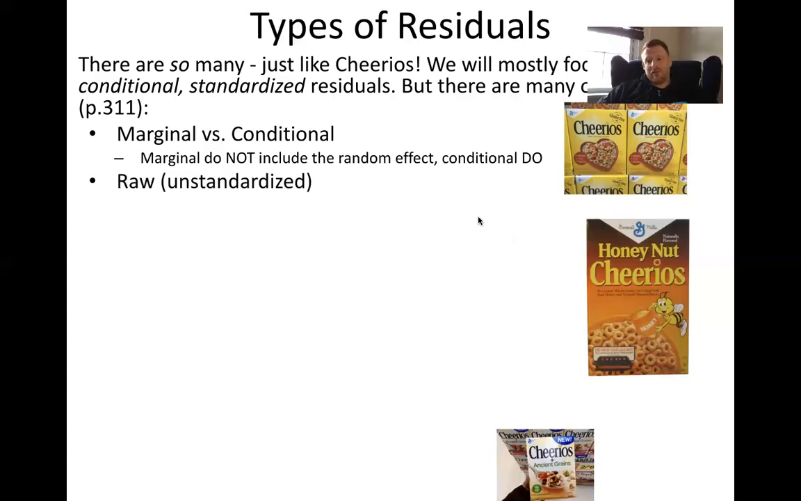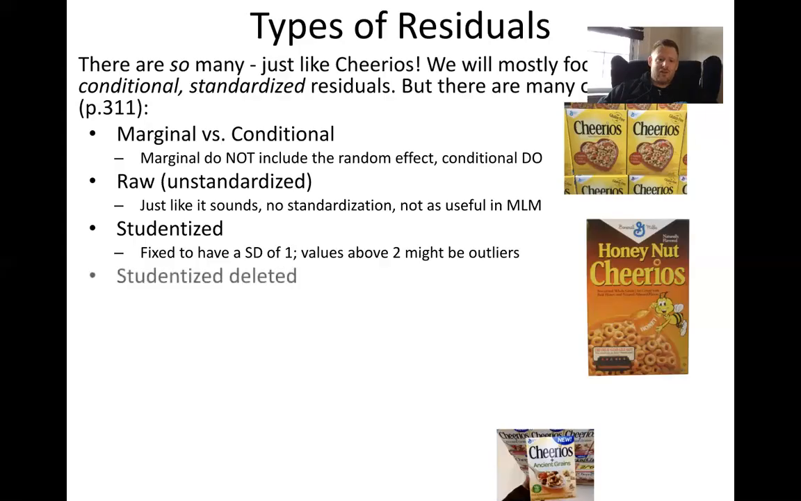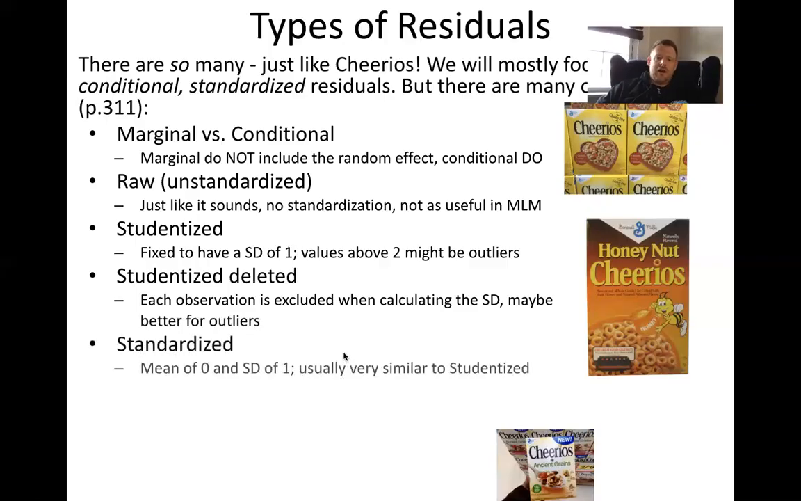Residuals can be raw, which also means unstandardized. This is not as useful in MLM or honestly in regression in general. I tend to like to standardize residuals. They can be studentized, which means they're fixed to a standard deviation of 1, not necessarily a mean of 0, but a standard deviation of 1. There are also deleted residuals, where the standard deviation excludes certain observations. Those might be better when you have a lot of outliers. I really like just a very clean standardized residual because they should have a mean of 0 and a standard deviation of 1.